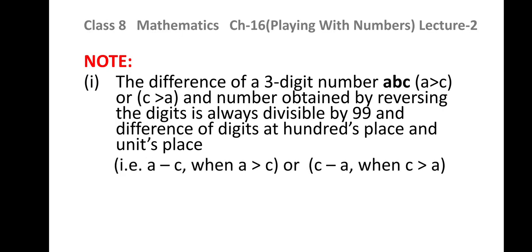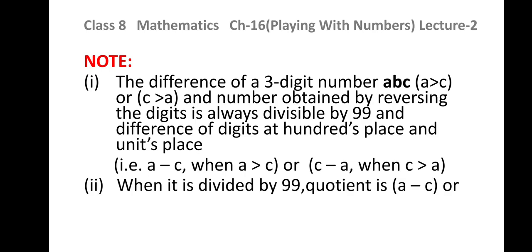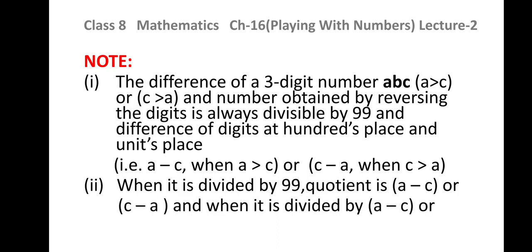That is, it will be A minus C when A is greater than C, or C minus A when C is greater than A. The second point to note is, when it is divided by 99, the quotient is A minus C or C minus A, and when it is divided by A minus C or C minus A, the quotient is 99. Simple as this. It is very much clear from the example also.